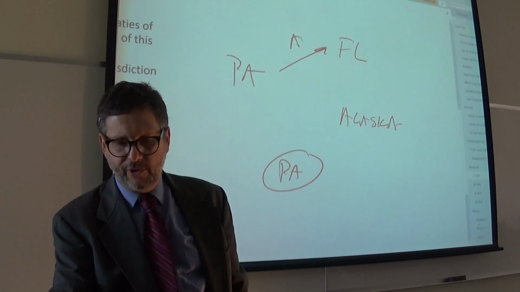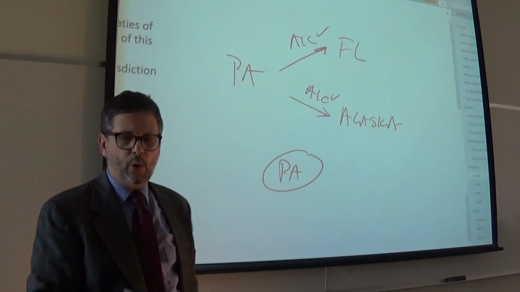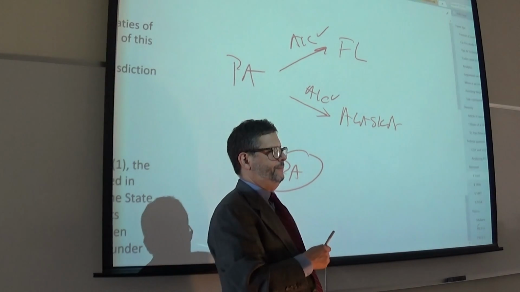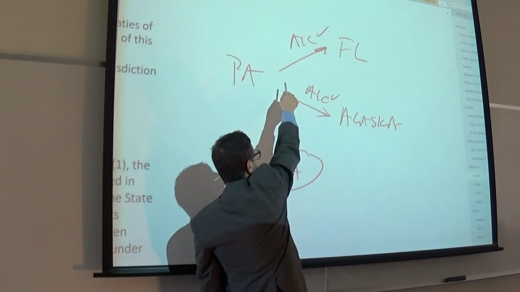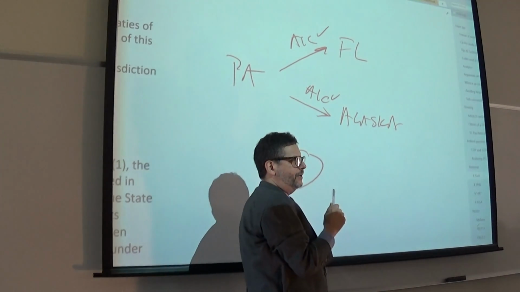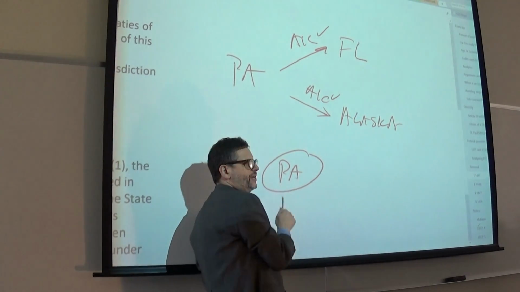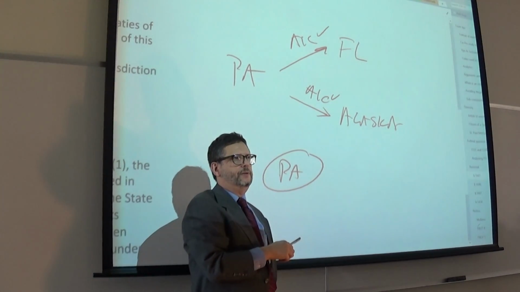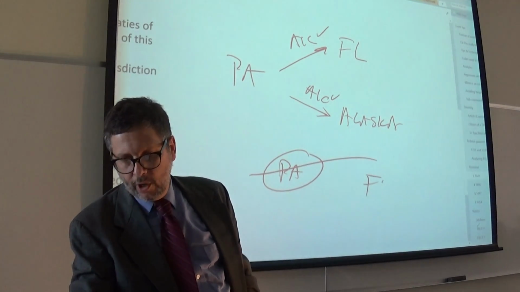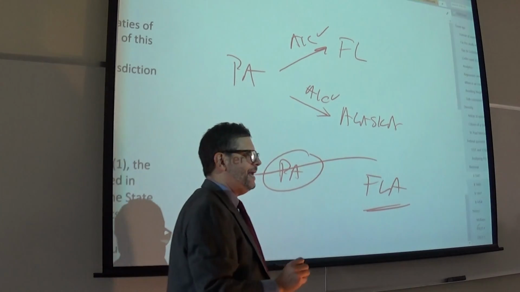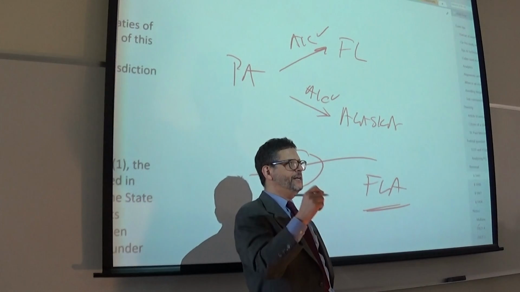And the amount in controversy is met, no problem there. Well, could this lawsuit be filed originally in federal court? Is the amount of controversy met? Are the parties completely diverse? This could be filed originally in federal court. Say it's filed in Pennsylvania state court. Can it be removed? Yes. What if instead it's filed in Florida state court here in Dade County? Can the case be removed? No. And the reason is the forum defendant rule.